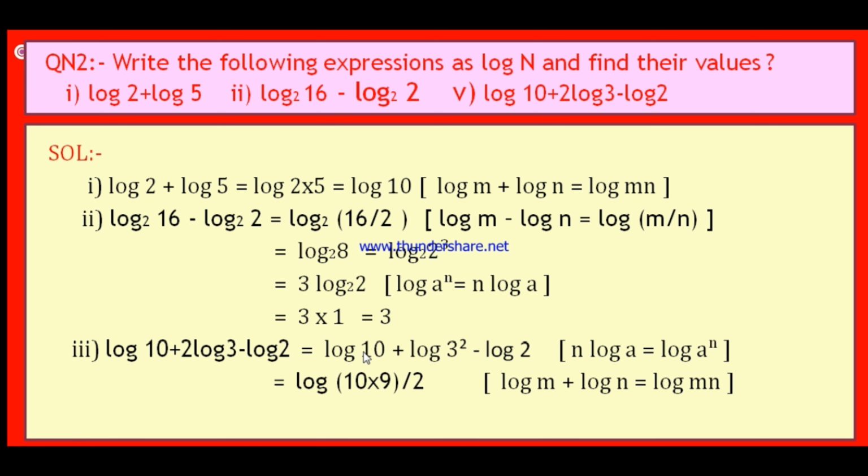Now, plus is there in between these two terms and minus is there in between these two terms. Therefore, since it is plus, these two should be multiplied. Since minus is there, we have to divide 10 and 3 square by 2. That is log 10 into 3 square, meaning 9, divided by 2. Log m plus log n is log m into n, and log m minus log n is log m by n. So this is log 10 into 9 divided by 2. Now, 10 into 9 is 90, divided by 2 is log 45.